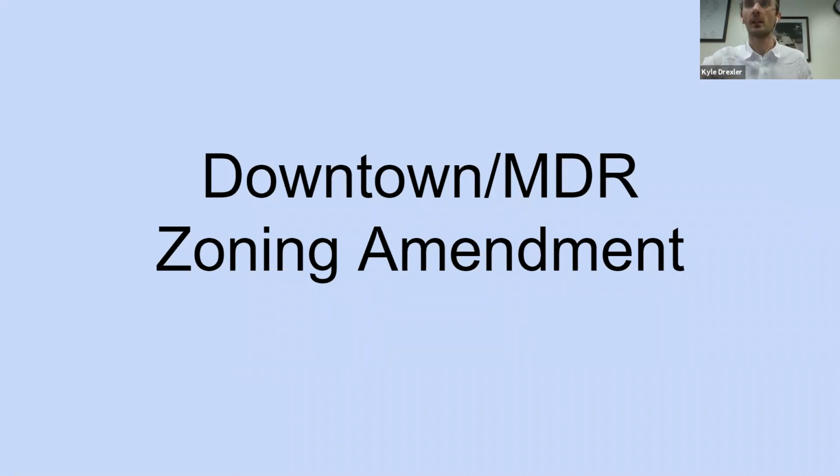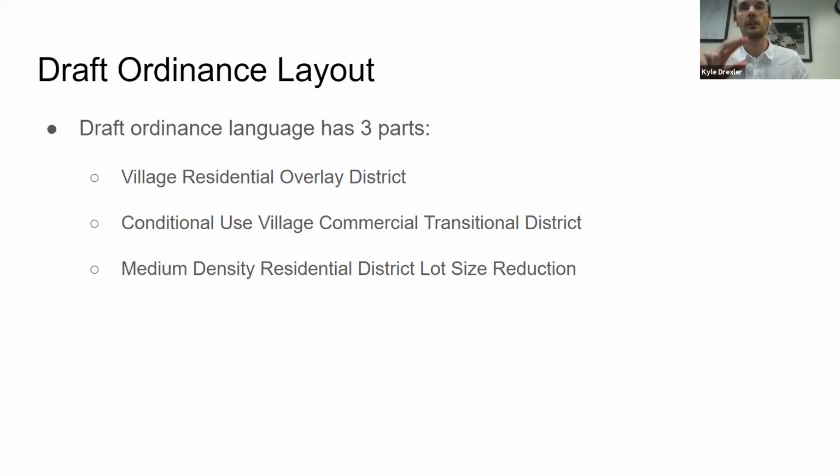All right, so this is something that we discussed previously when we were meeting last. This kind of comprehensive downtown MDR zoning amendment had a few different parts to it. There are really three parts to it. The first of which is the Village Residential Overlay District, which is the one piece of this that we discussed in some detail before we stopped having meetings for a bit. So there's just one slide on that just to give a little recap and refresher as to how that fits in with the other two that we're going to talk more about.